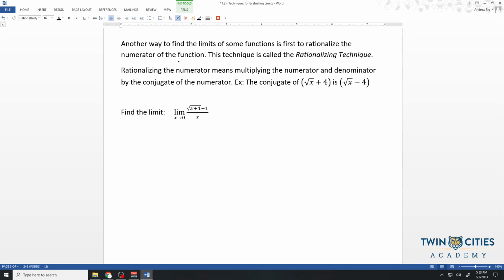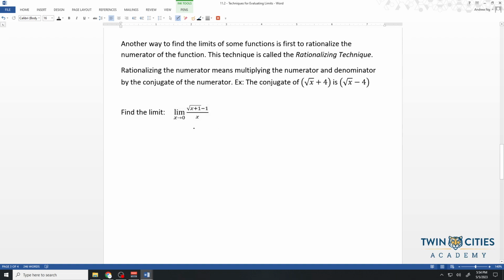So let's see. I've got the limit as x approaches 0 of (the square root of x plus 1, and then minus 1 outside there) all over x. Let's try direct substitution.